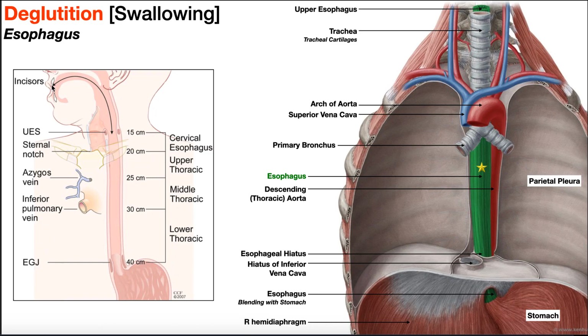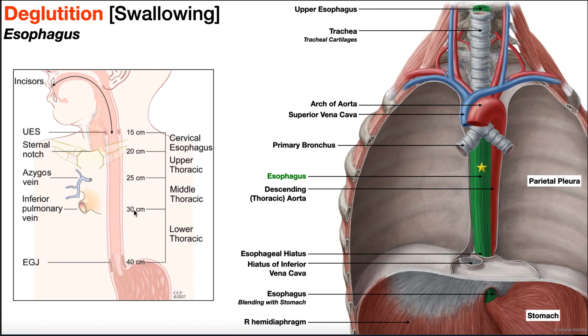If we look here, the distance between the upper incisors and the upper esophageal sphincter right here is about 15 centimeters. And really, where the upper esophageal sphincter resides, that marks the start of the cervical esophagus. So from 15 centimeters to about 20 centimeters, this distance right here, that's the cervical esophagus. From 20 centimeters down to 25 centimeters, this would be the upper thoracic esophagus. From 25 centimeters to 30 centimeters, this would be the middle thoracic esophagus.